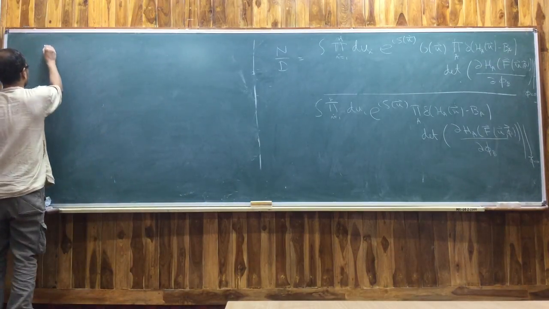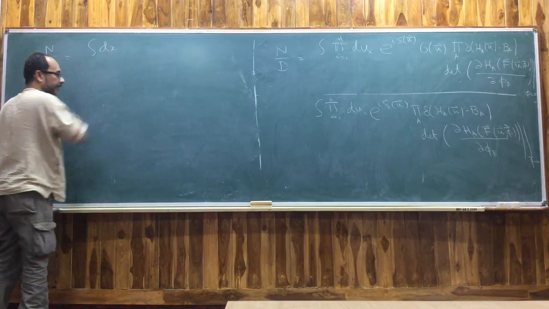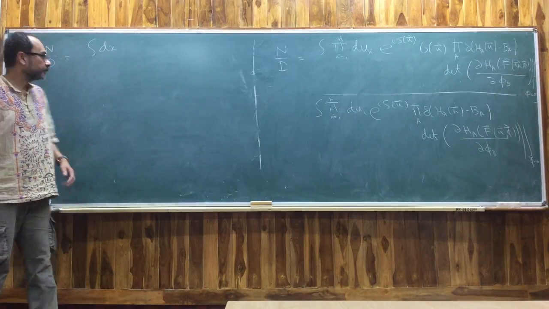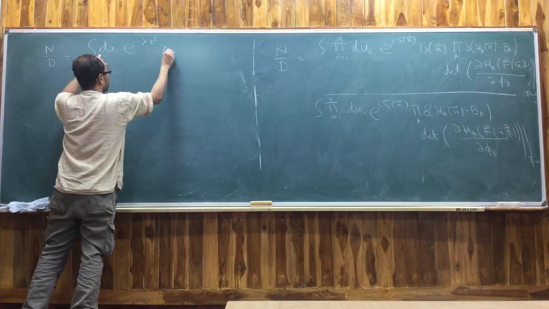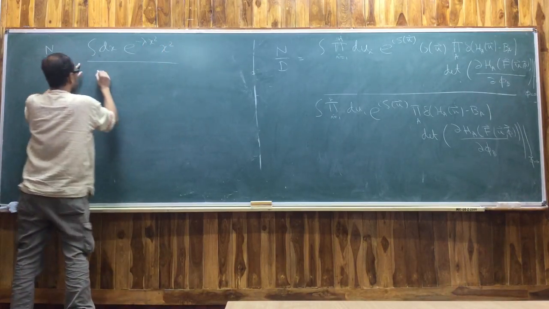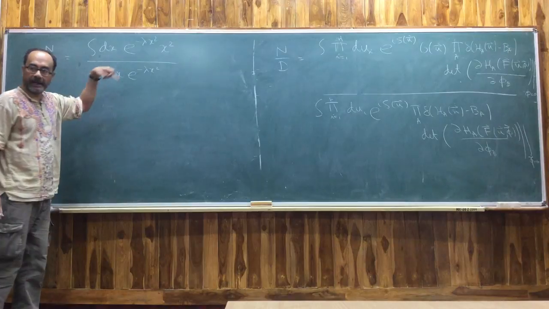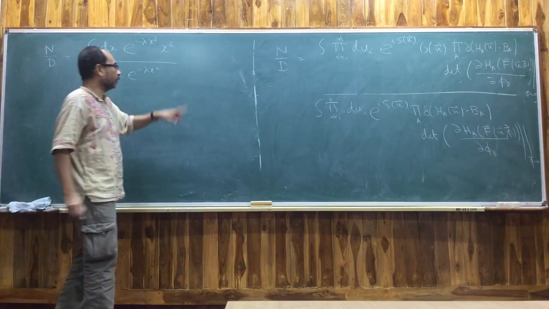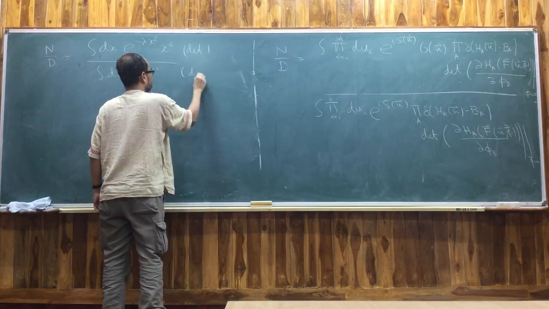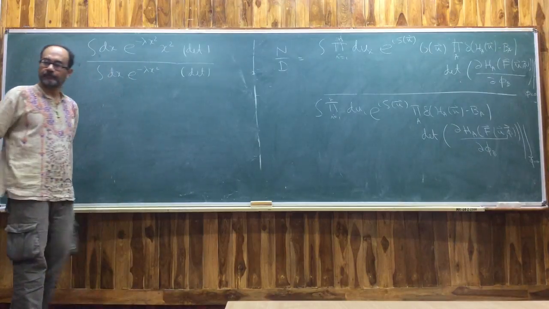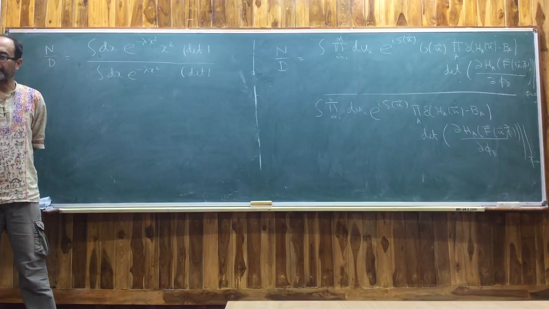So there we had n over d: integral dx, after gauge fixing, using the y equal to 0 gauge, integral dx of minus lambda x square, divided by integral dx of minus lambda x square. This was giving the wrong answer, but now the only thing that has changed is that it will have these two determinant factors. So let's calculate these determinant factors.